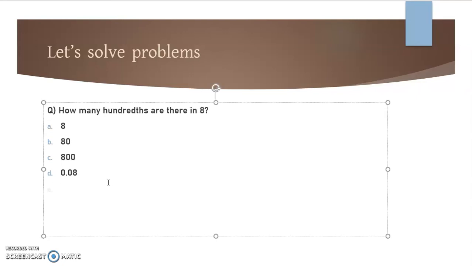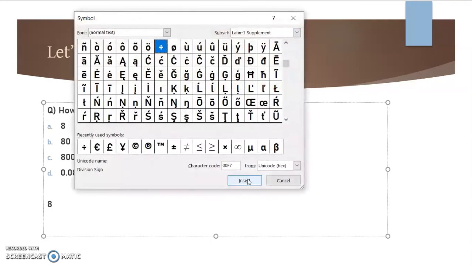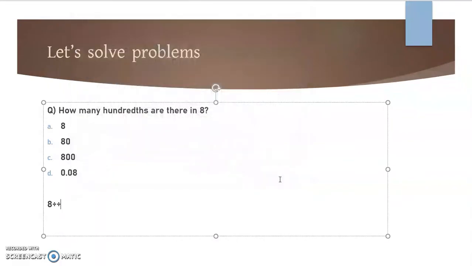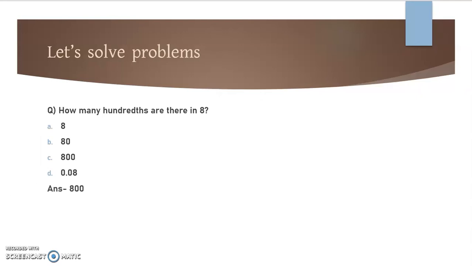In this question, how many hundredths are there that make an 8? 8 divided by 1 by 100. We know we have to take the reciprocal of 1 by 100, that is 100. 8 into 100 would give you 800. 800 hundredths make 8. Let's check the answer. Yes, our answer is correct.